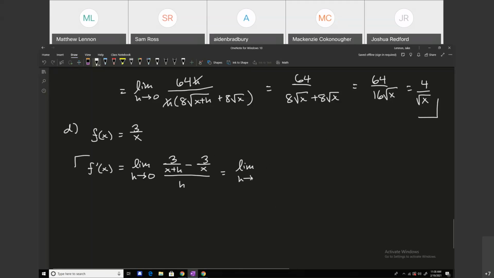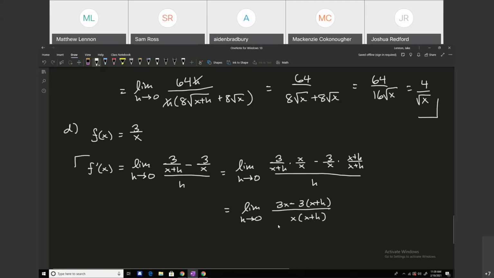So we have the limit as h goes to 0 of 3 over x plus h times x over x minus 3 over x times x plus h over x plus h. And this is all being divided by h. So we can now combine those because they do have a common denominator. So the top fraction is going to be 3x minus 3 times x plus h. And now we have that shared denominator of x times x plus h. And all of that is being divided by h still.